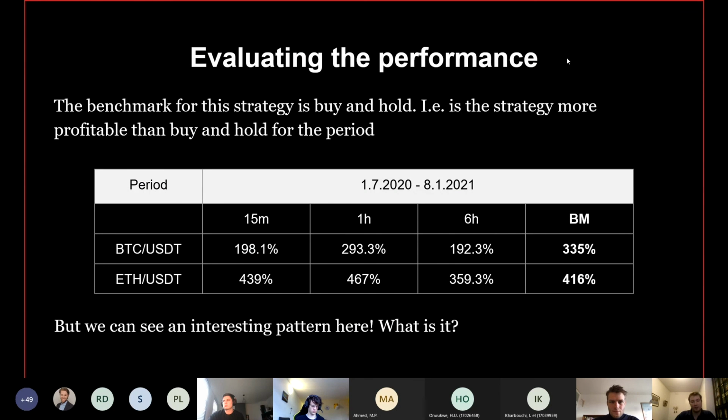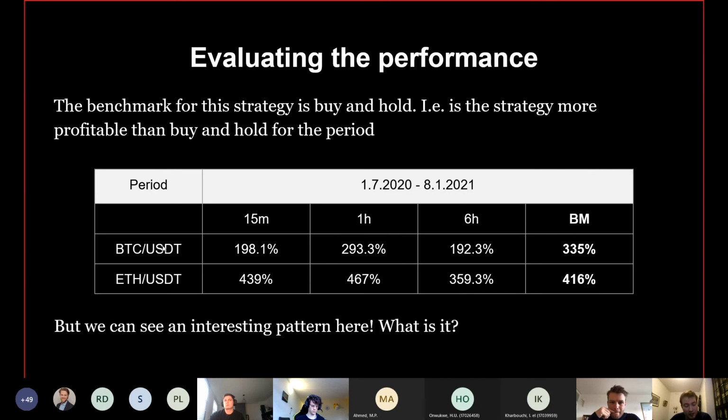So when we evaluate the performance, we have the benchmark, right? The benchmark is buy and hold, buying on 1st of July and exiting at 8th, which was yesterday when I did the script. So this is the benchmark. In the benchmark, Bitcoin USDT buy and hold is 335% up. Ethereum USD is 416% up.